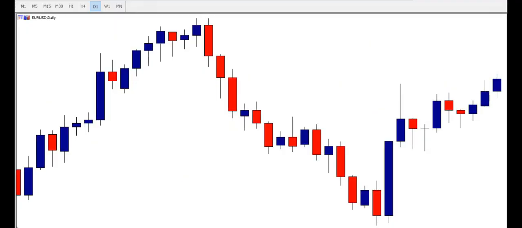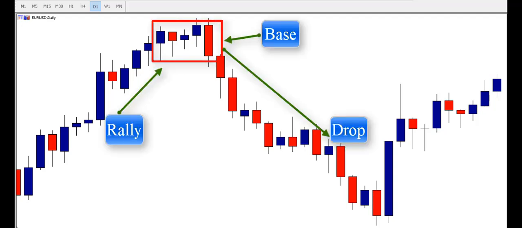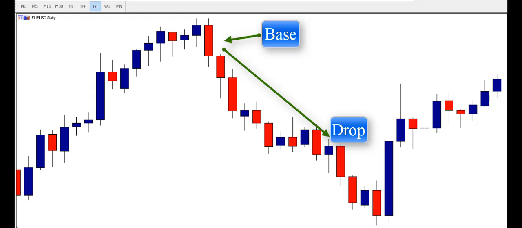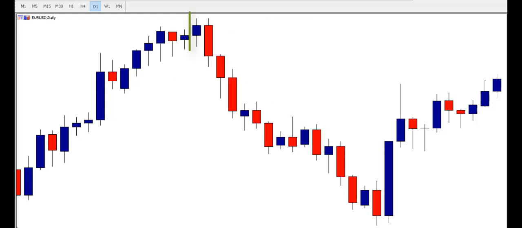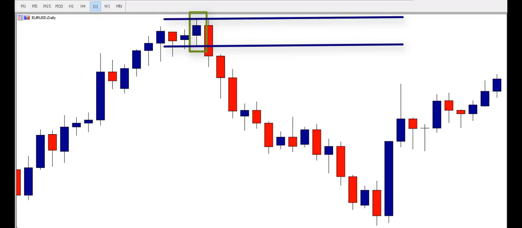This is the Euro-US dollar daily chart. This is a clear supply zone. As you can see, this is a rally base drop. The basing candle is this one. This is the last candle that was formed before this strong move down. So we draw the proximal line that covers the lower shadow of the basing candle and the distal line at the upper shadow. So here we have a clear supply zone.